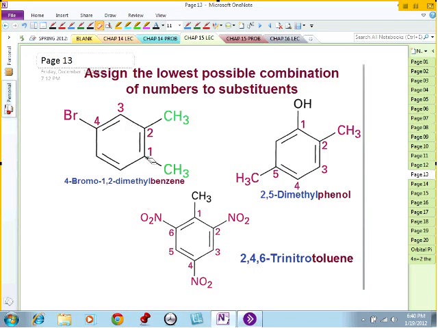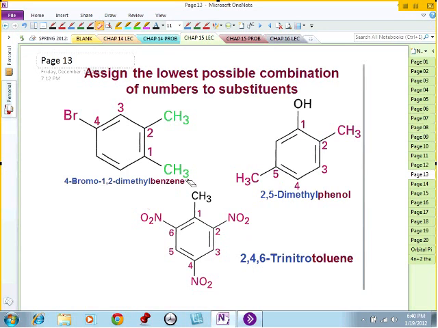Okay, so in this case, we call this carbon number 1. So the 1, 2, 3, 4. So this therefore becomes 4-bromo-1,2-dimethylbenzene. Why do we call this 4-bromo-1,2? Why the bromo first? Anybody has an idea? Alphabetical order, excellent, very good. In other words, once you assign the numbers, then to give the name, you have to give the name based on alphabetizing order. Okay, very good.